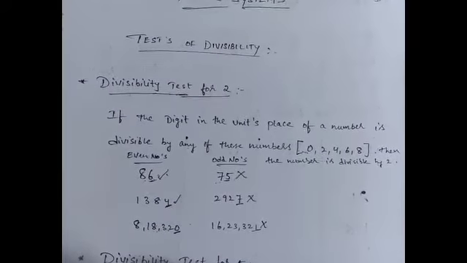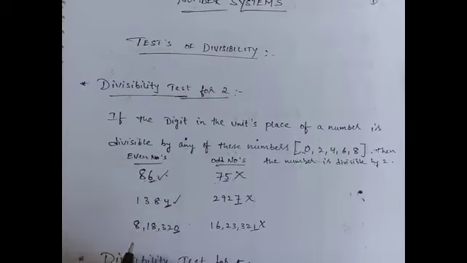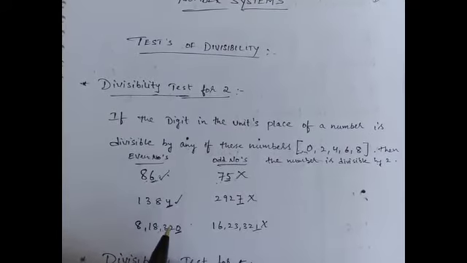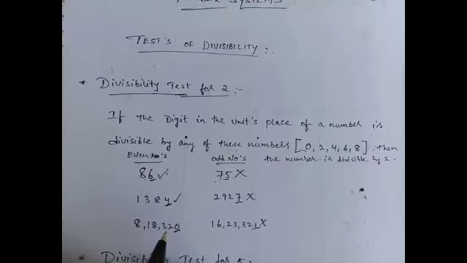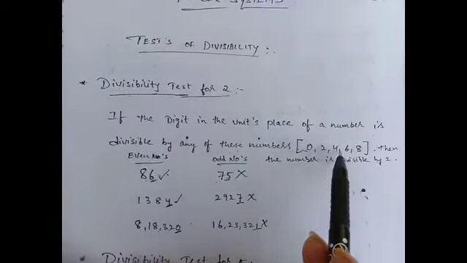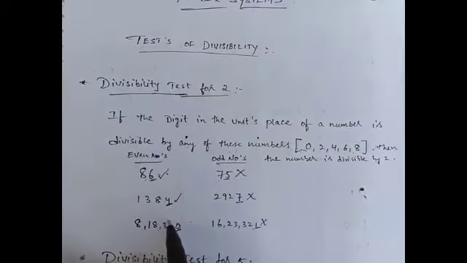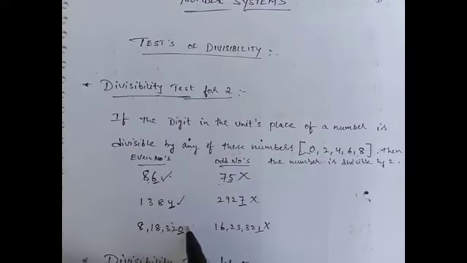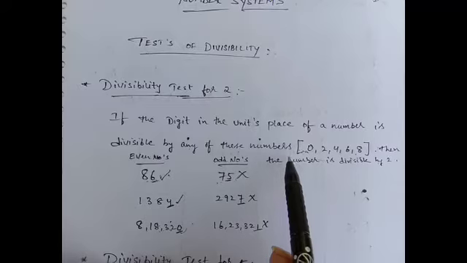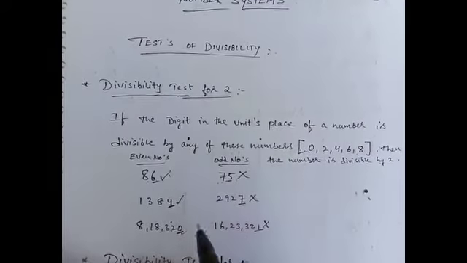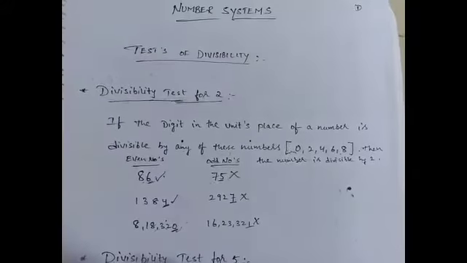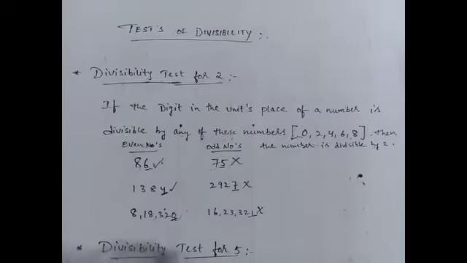Like this you can check however big the number may be. You can just concentrate on the unit digit, and if that number in the unit digit exists among these numbers, you can say that number is divisible by 2, however big it can be. And if the number in the unit digit does not exist among these numbers, then you can say that number is not divisible by 2. So this is the divisibility test for 2.